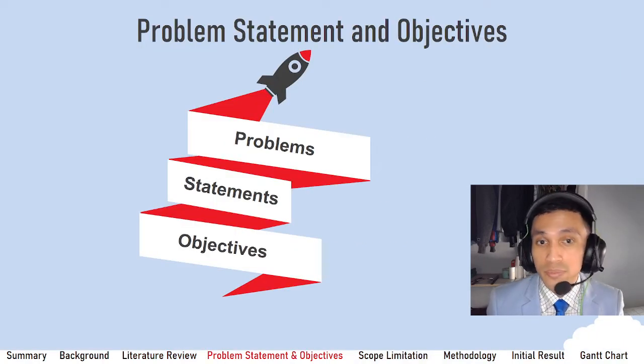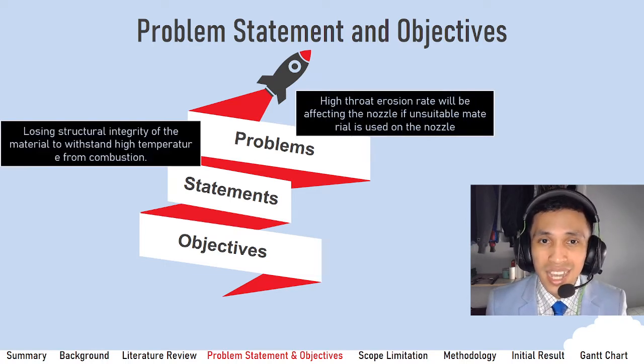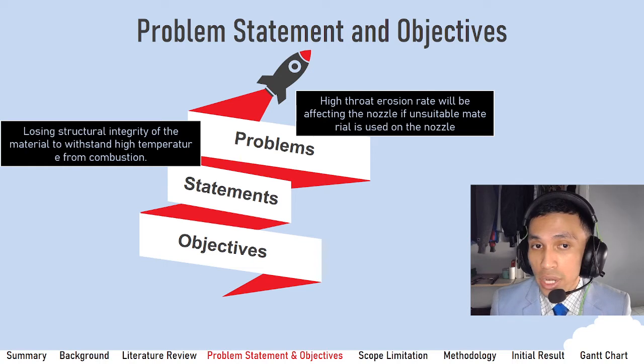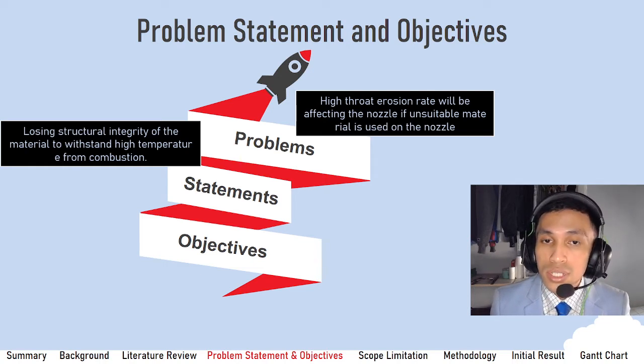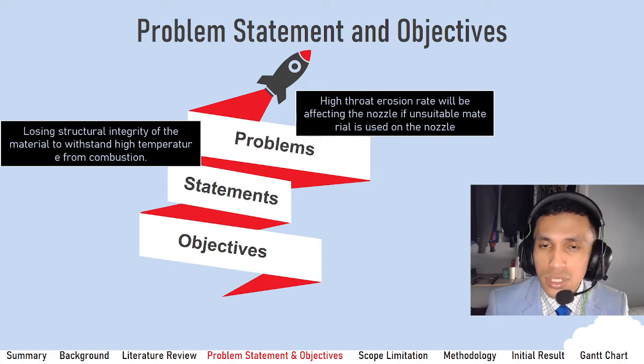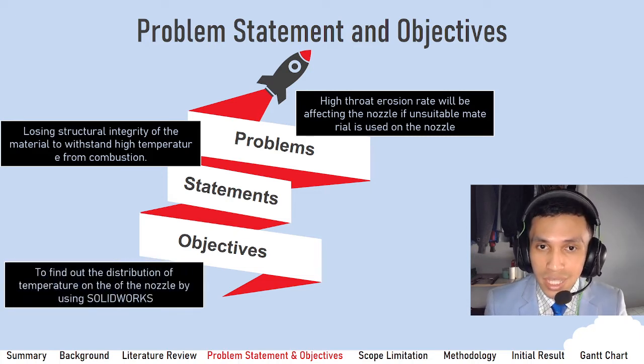Furthermore, I will talk about the problem statement and objectives. So the problem here is that a high throat erosion rate will affect the nozzle if unsuitable material is used on the nozzle, and also the loss of structural integrity of the material to withstand high temperature from combustion. Furthermore, commonly, throat erosion will occur as the highest pressure and temperature exposed is at the throat of the nozzle, and also due to the types of propellant used.